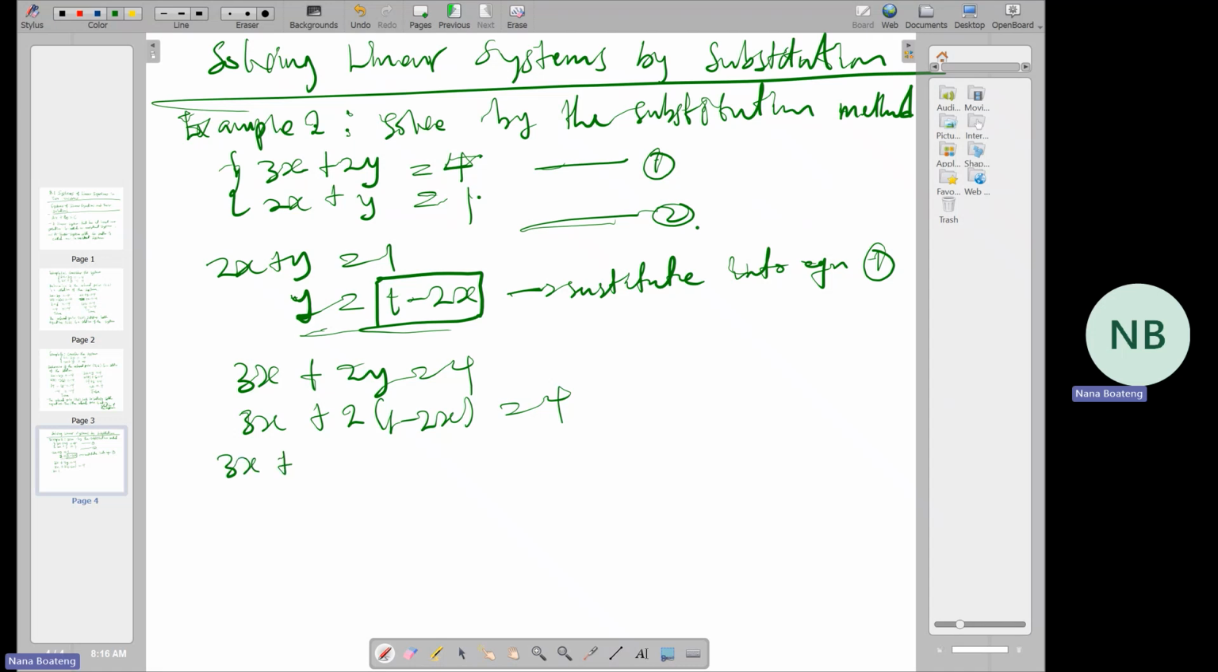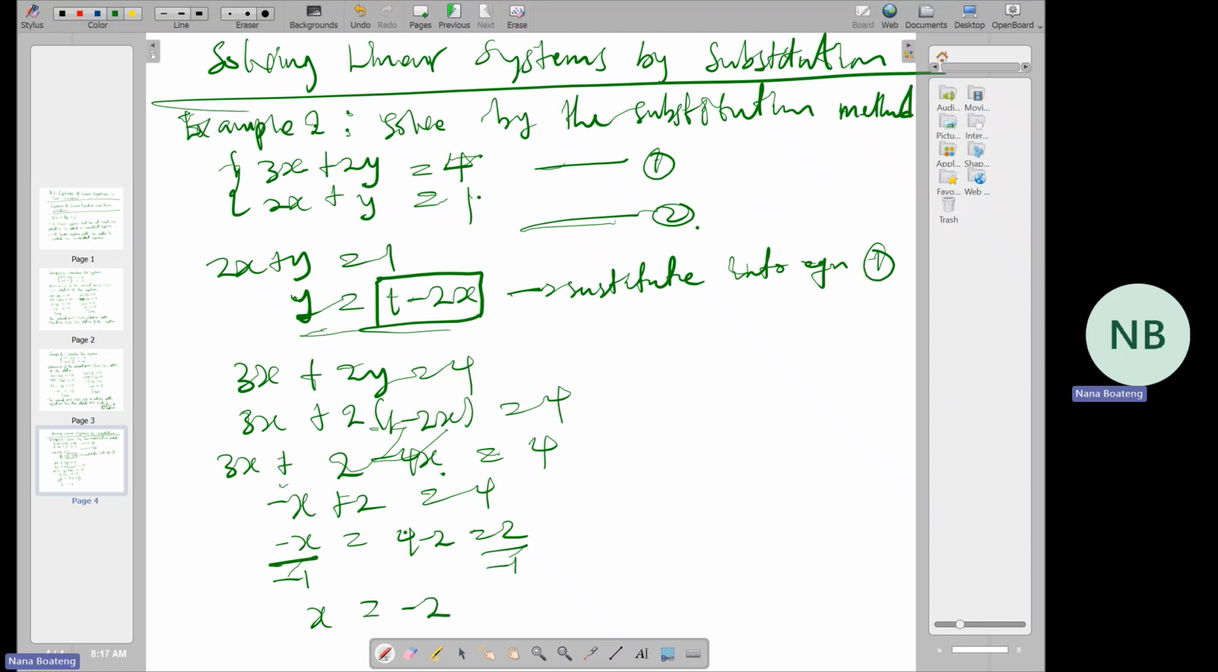So now if we expand, we have 3x plus 2 times 1 is 2, 2 times negative 2x is negative 4x, and this equals 4. So 3x minus 4x is negative x. So we have negative x plus 2 is equal to 4. If we subtract 2 on both sides, we have negative x is equal to 4 minus 2, which is 2. And so now we are solving for x, so we can divide both sides by negative 1. So we end up with x is equal to negative 2.